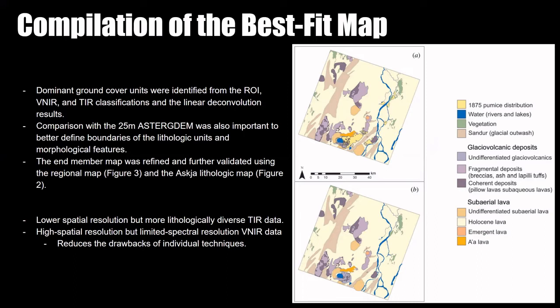high spatial resolution, but limited spectral resolution visible near infrared region data, they were able to reduce the drawbacks of these individual techniques and produce 2 best fit maps, one with the 1875 pumice distribution and one with that pumice removed.